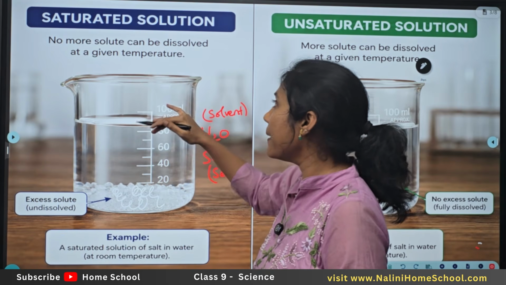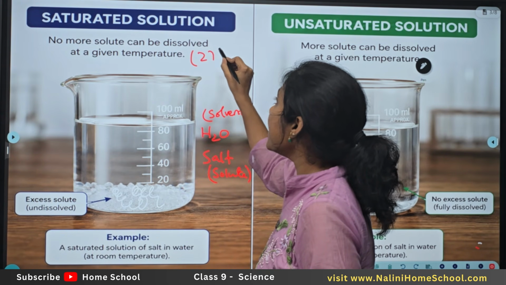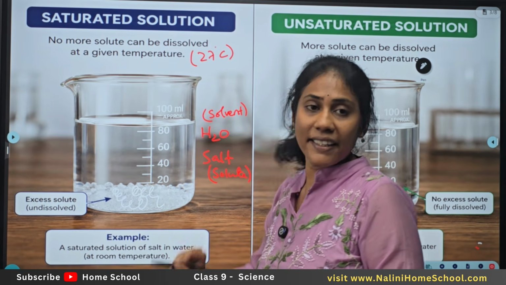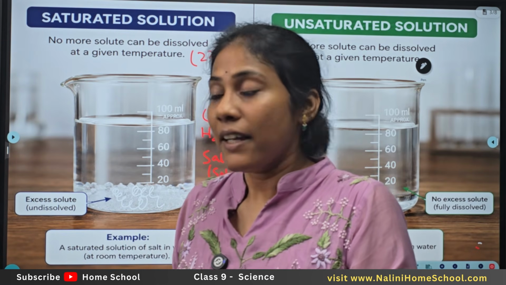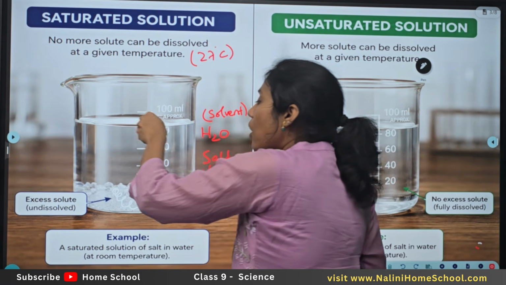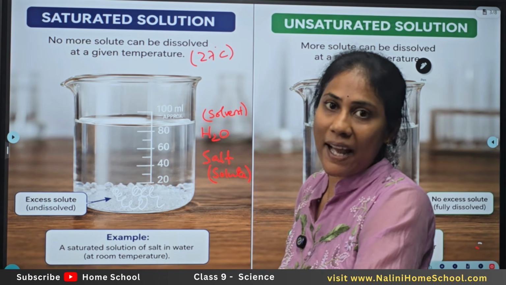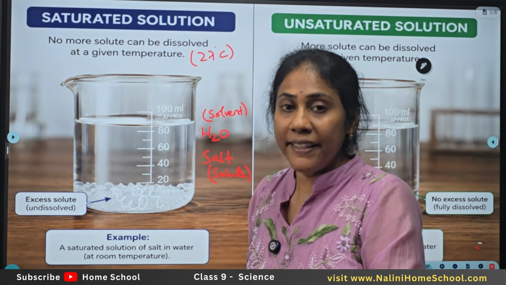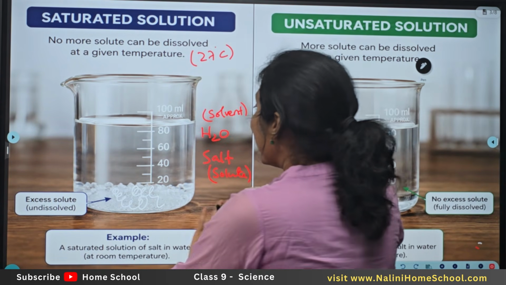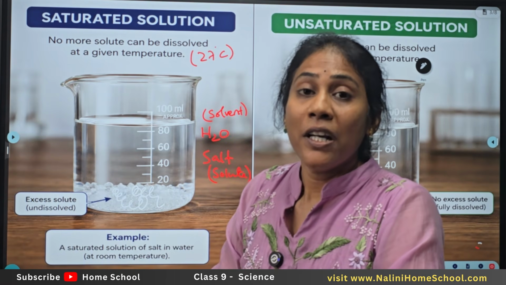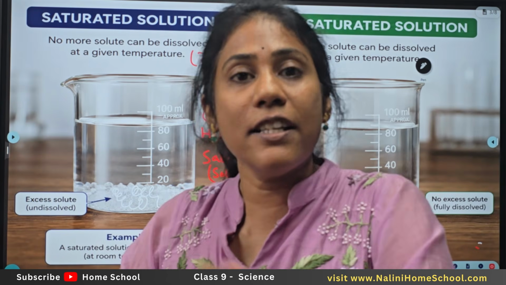So the entire mixing process I am doing at some room temperature, say about 26 or 27 degrees centigrade. Okay, so at this room temperature, when the temperature is constant, I am trying to dissolve salt in this water, spoon after spoon I am adding, but there comes a point where no more salt is getting dissolved. Okay, so the maximum limit of dissolution, the capacity of a salt getting dissolved in water, is over.